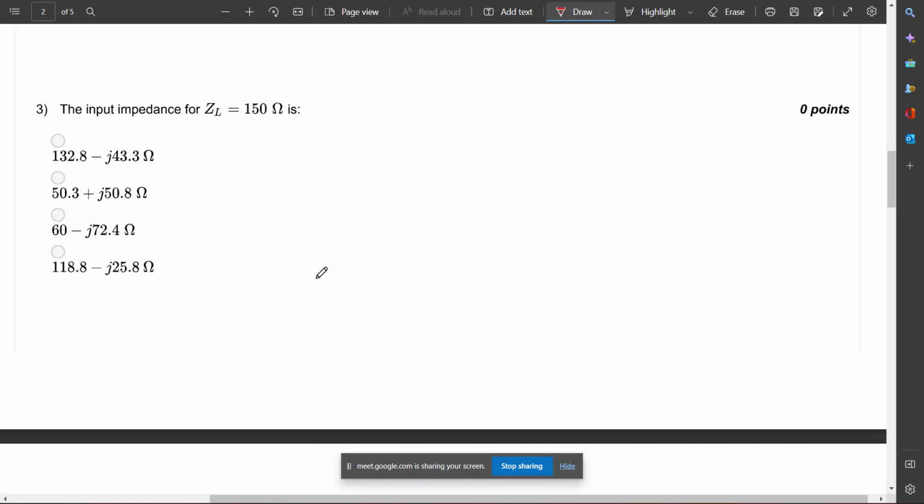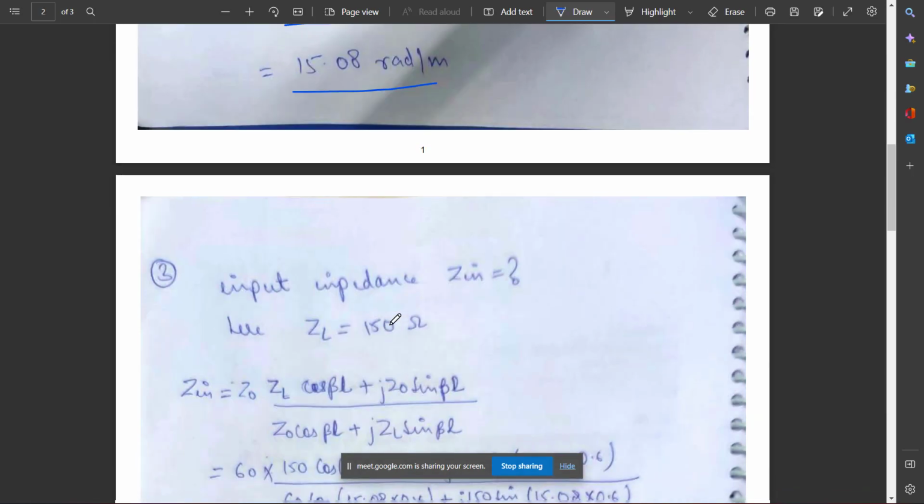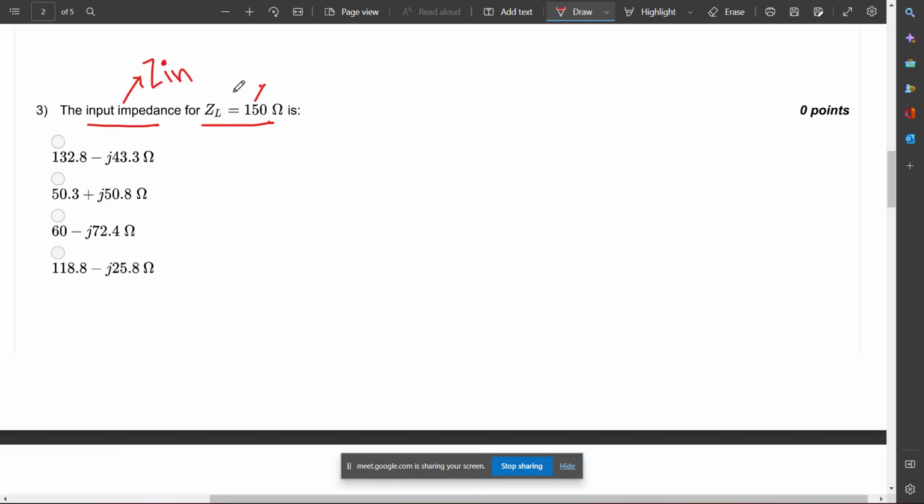Okay. Now the input impedance for ZL. So the load impedance is given to us, which is 150 ohms. ZL is given to us, and input impedance is asked. Input impedance is Zin, right? So Zin is asked and ZL is given to us. Can someone tell me how to solve this question before going to the solutions?